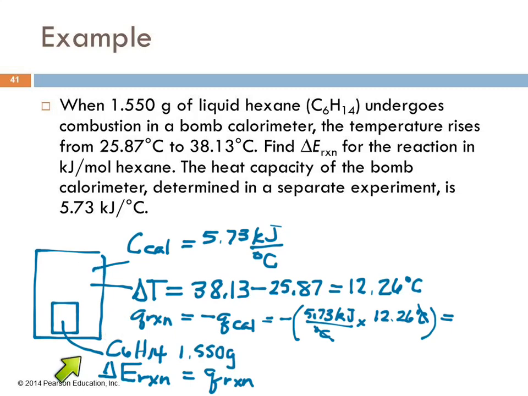This calorimeter is not going to be changing in mass, and this C is particular for this specific calorimeter. Each calorimeter is going to have its own heat capacity. So, yeah, that's a little potentially confusing. So we don't need the mass of the calorimeter.